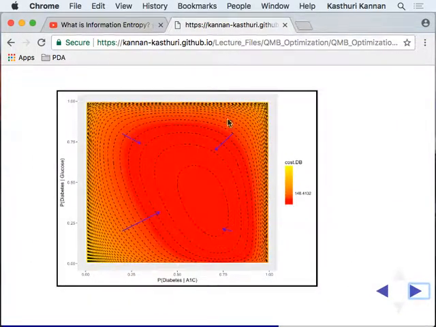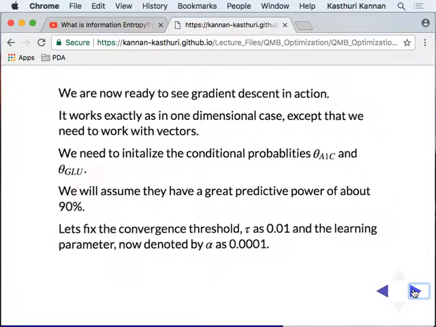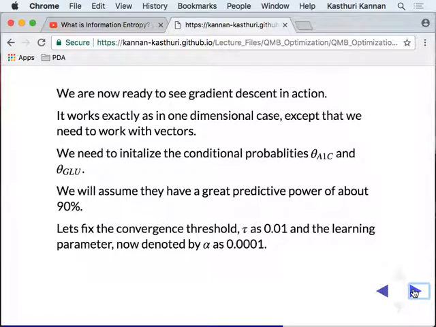So, for instance, if you start the point here, it's going to go somewhere here and so on. But essentially, it should converge here. If you start from here, it has to go in this direction, or in this. If you start here, it will go in this direction, right? So this is the general idea of how gradient descent will work in 2 dimensions, okay? We are now ready to see gradient descent, and it's exactly the same as in 1 dimension.